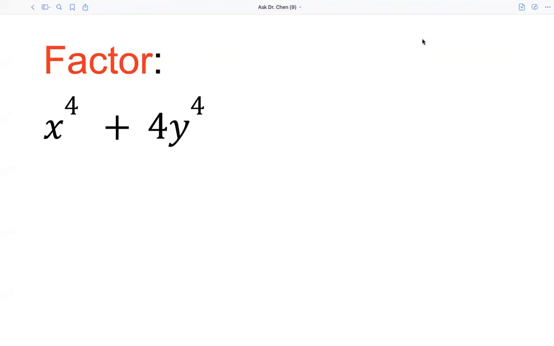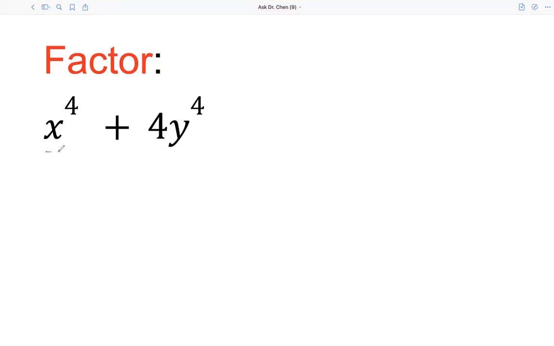Okay, let's see this question. We want to factor this. If this were in the complex system, yes, we could factor it using complex terms, but we're in a real number world. So we want to factor this in a real number sense.